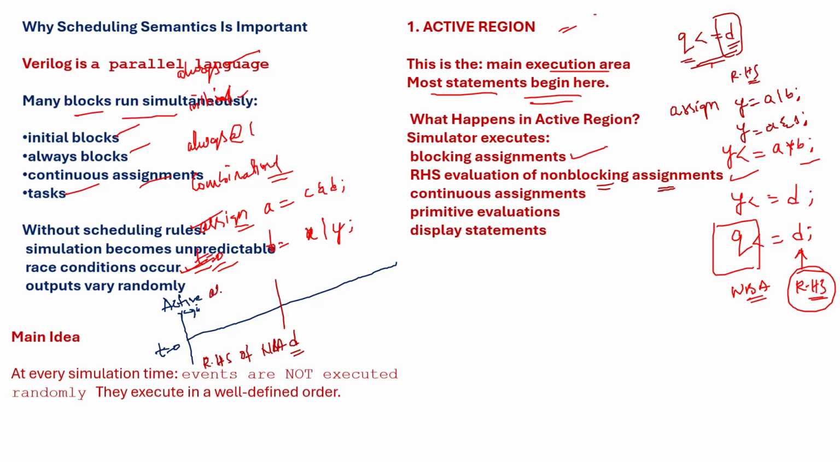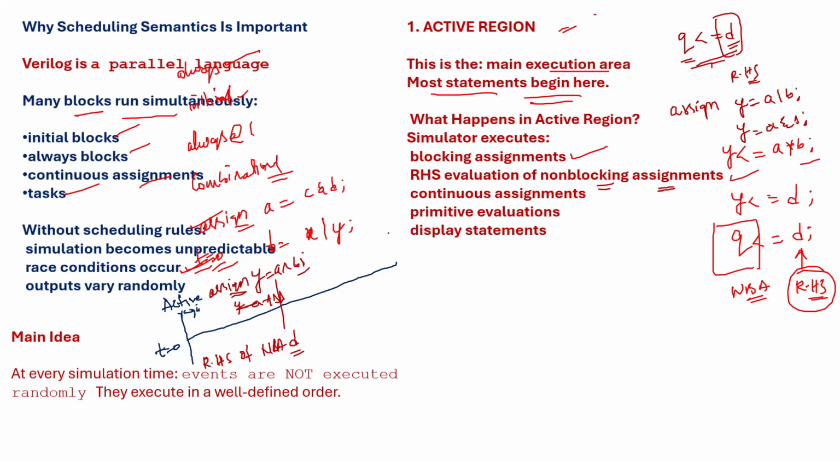Just the assign keyword we are using. This assign keyword statements are all executing in the active region only. Y equal to a XOR b, this will be executing. Or assign y equal to a plus b. This is executing here in the active region only.